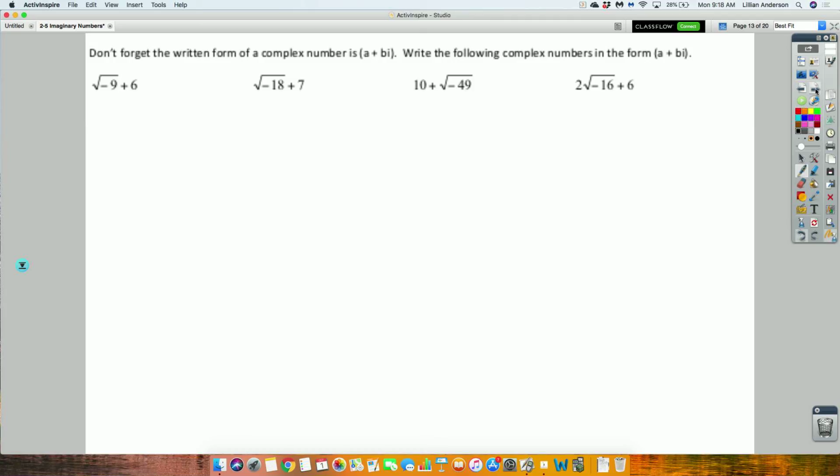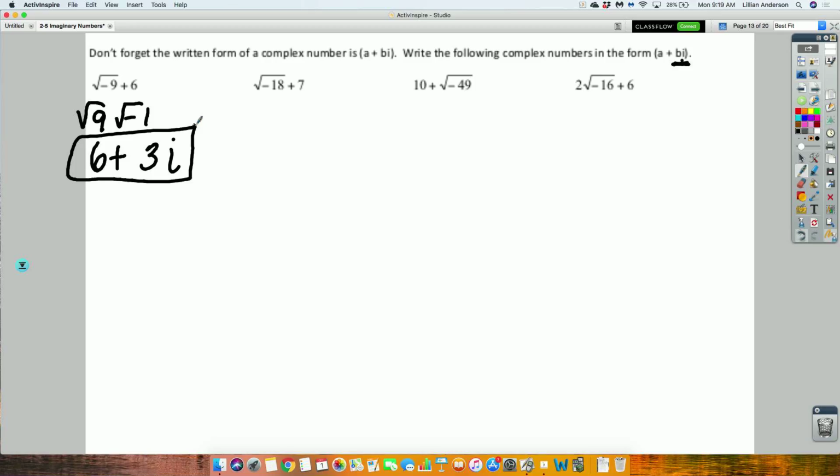How does the square root of -9 simplify? It becomes a 3i. Don't forget about simplifying. That breaks down to the square root of 9 times the square root of -1. We know the square root of -1 is I, and the square root of 9 is 3. There is the BI part. Does everybody see that? B would be 3. And then the 6 just gets added on. And that is the complex number, 6 plus 3i.